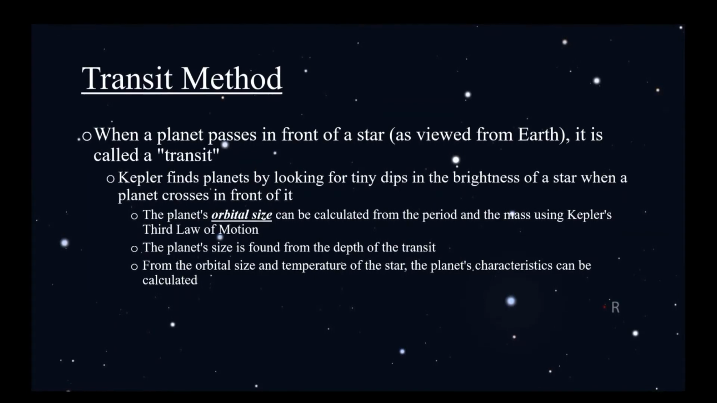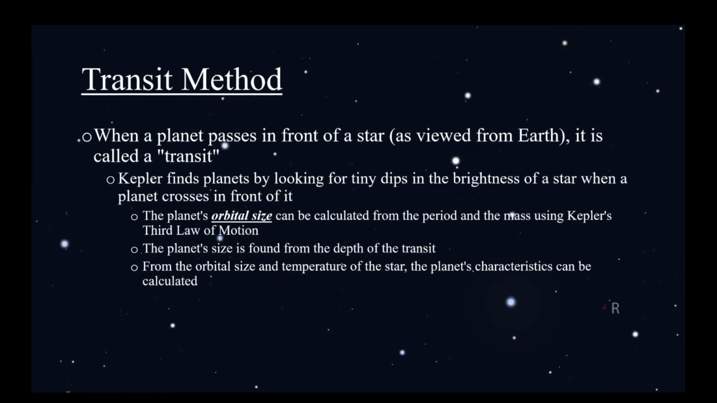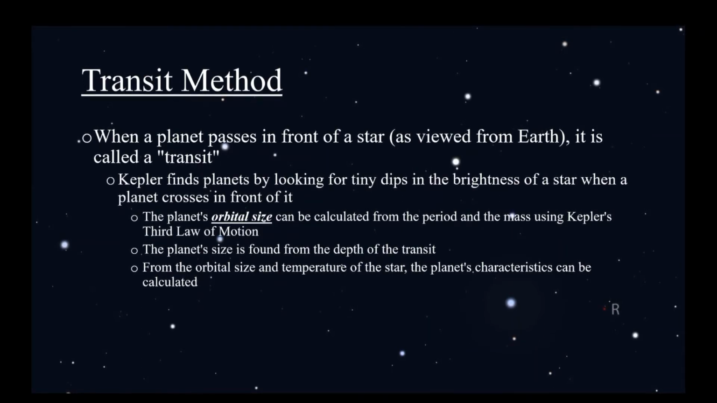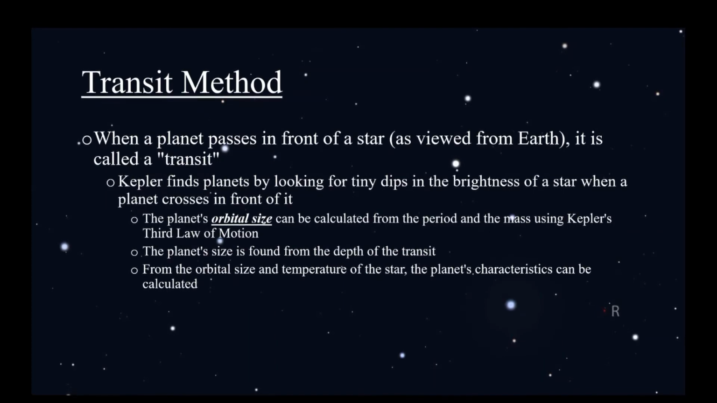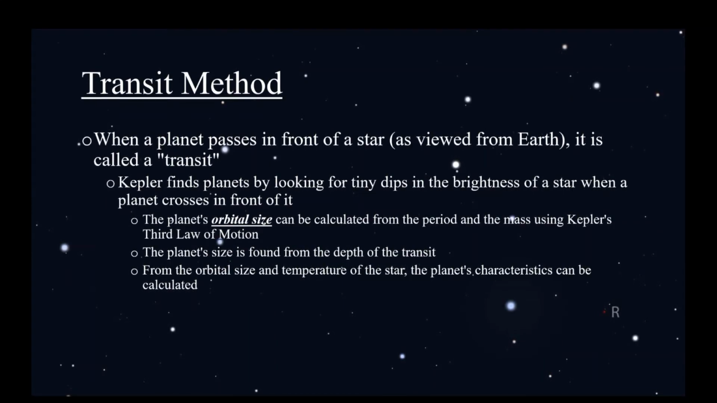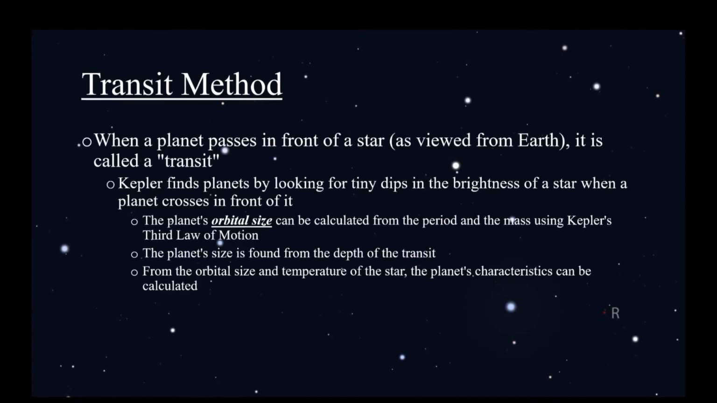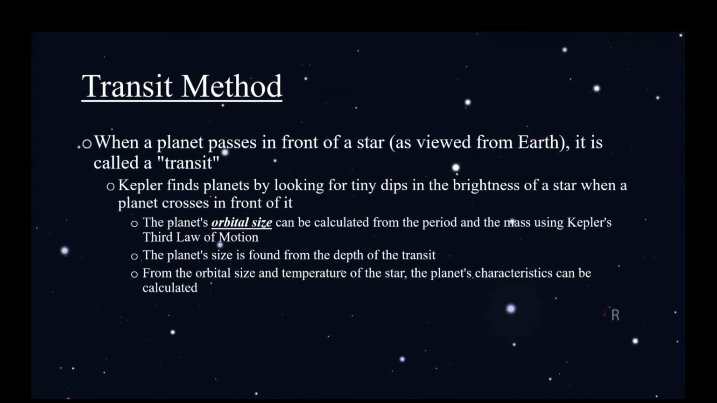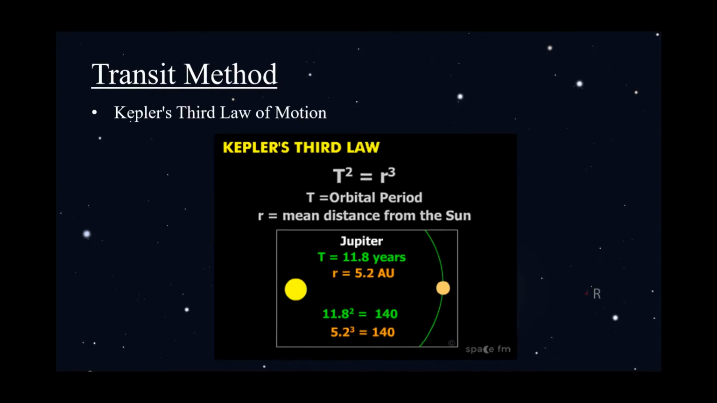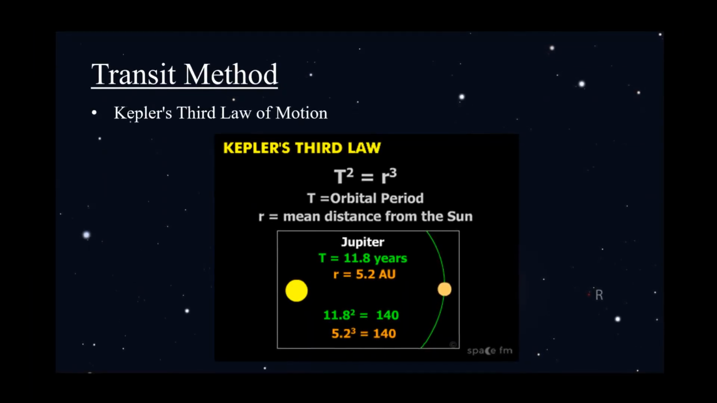The planet's size can be found by the depth of the transit, which is how much of the brightness of the star drops. Lastly, from the orbital size and the temperature of the star, the planet's characteristics can be determined. Hence, through calculating and predicting the planet's characteristics, the question of whether or not the planet is habitable can be answered. Here is Kepler's third law of motion, which states T squared equals r cubed.